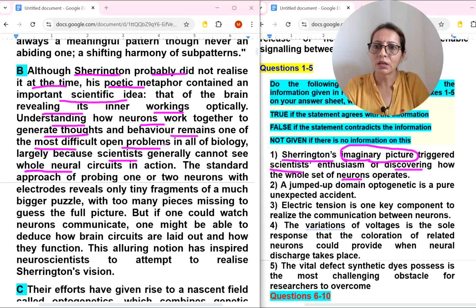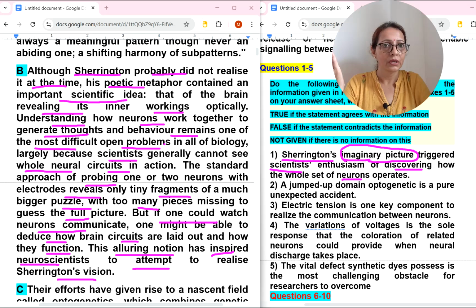Generally cannot see the whole neural circuits in action. The standard approach of probing one or two neurons reveals only tiny pieces. I am reading it, but I am not going into too much detail. Missing to guess the picture. But if one could watch neurons communicate, one might be able to deduce how brain circuits are laid out and how they function. This alluring notion has inspired neuroscientists to attempt to realize Sherrington's vision.